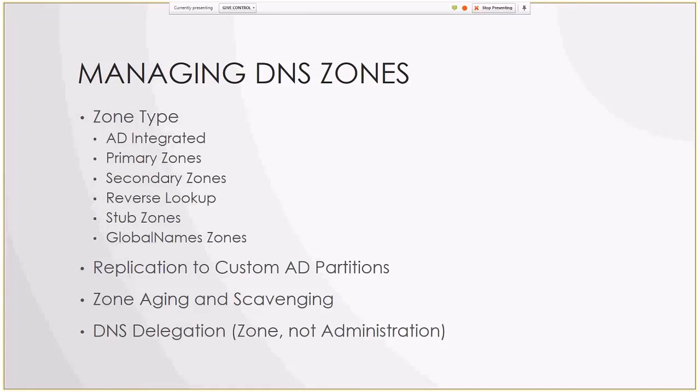Now, replication to custom Active Directory partitions. This allows you to specifically target which domain controllers will replicate this information. So, say, for example, you have a development environment at your corporate HQ, and you just want to be able to limit that to a handful of domain controllers. And you don't want it replicated out over your entire corporate wide area network. So this is a good place to create a custom Active Directory partition, create your zone for your development environment, and then just replicate it out to those handful of domain controllers. And that just keeps your replication traffic under control.